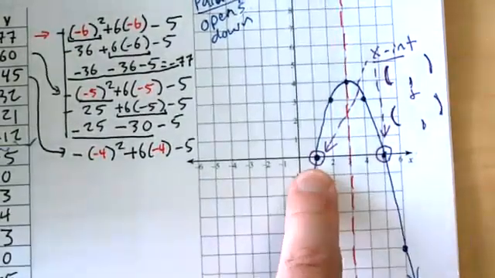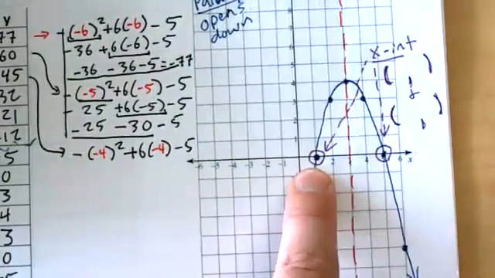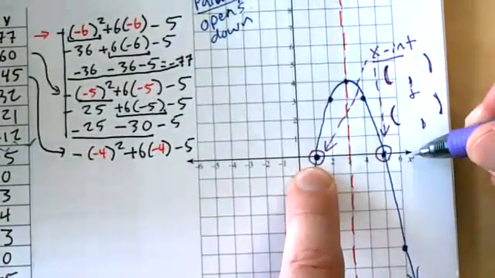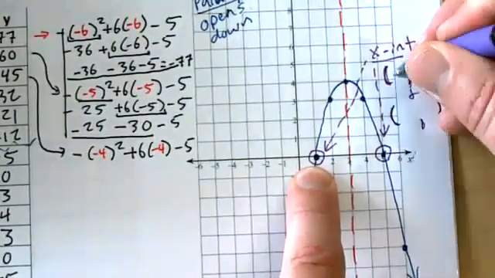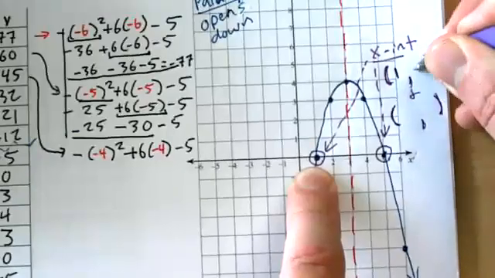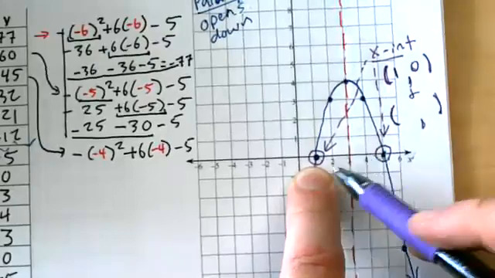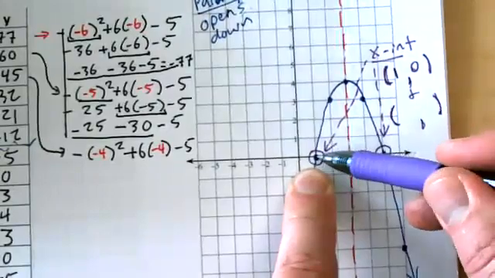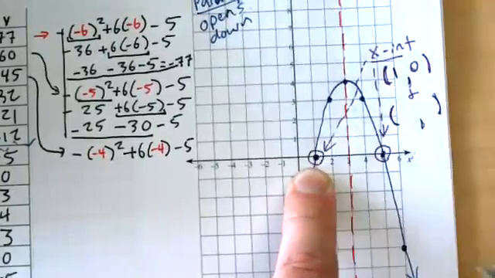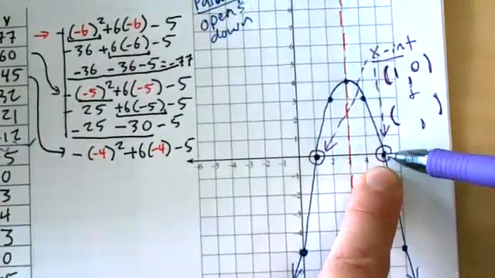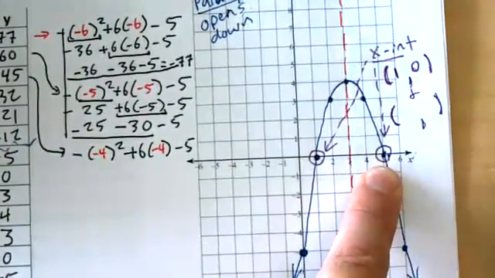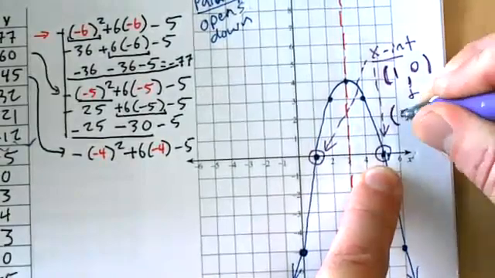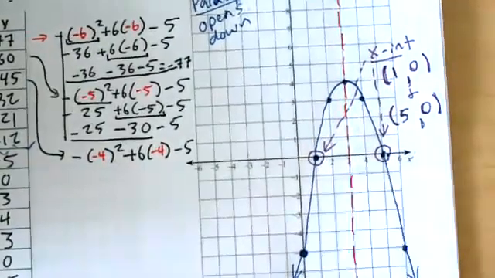For this point right here, what is the x-coordinate of that point? 1, and the y-coordinate is 0. So 1 comma 0, that's this point right here, because on the x-axis it's at 1, and on the y-axis it's at 0. What about this one over here? What's its x-coordinate? 5, and then the y-coordinate is 0. 5 comma 0. Agreed? All right.